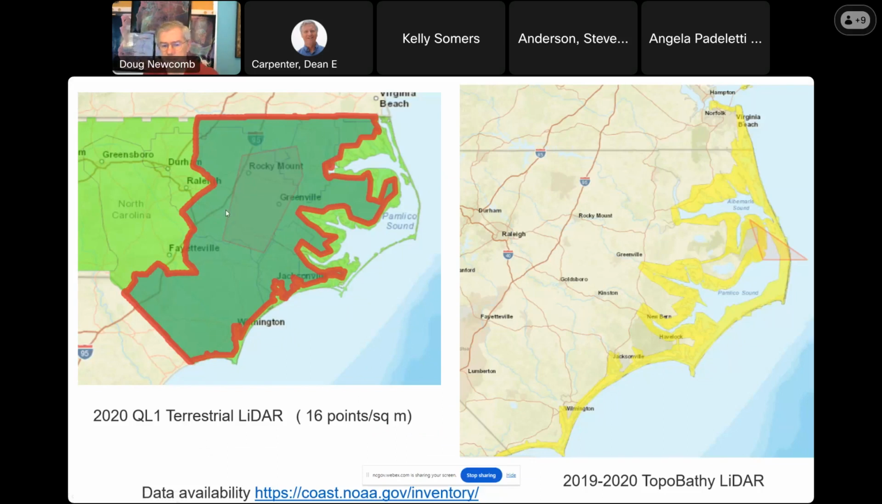I say 16, I'll have to go back and recheck that. But that's very dense data, and it goes not quite to Raleigh yet. I think we'll go just to the west of Greensboro with the next phase that I think is being planned to fly next year, if I'm correct. But you can go to NOAA Coast Inventory, and it will tell you what data has been collected and whether it's available or pending.